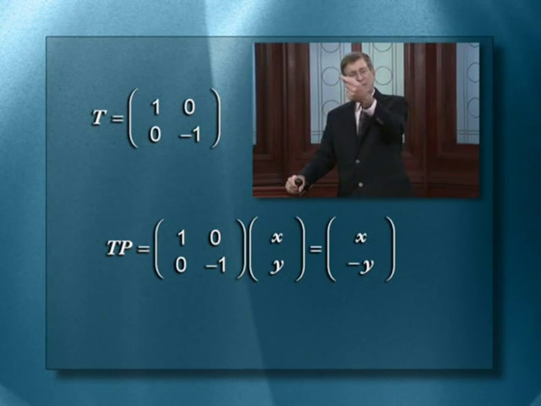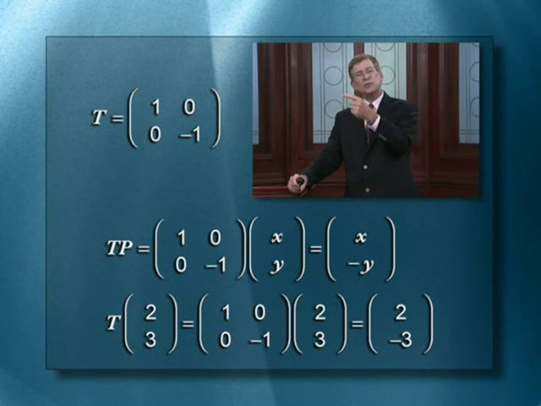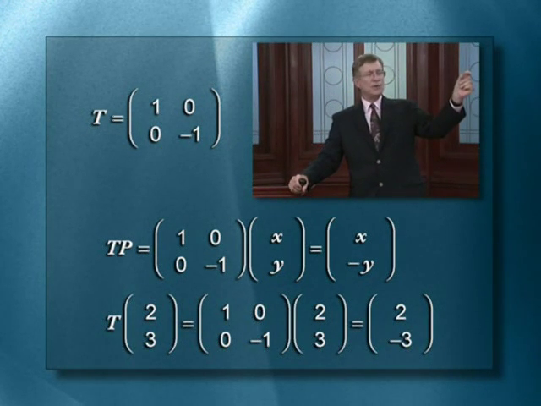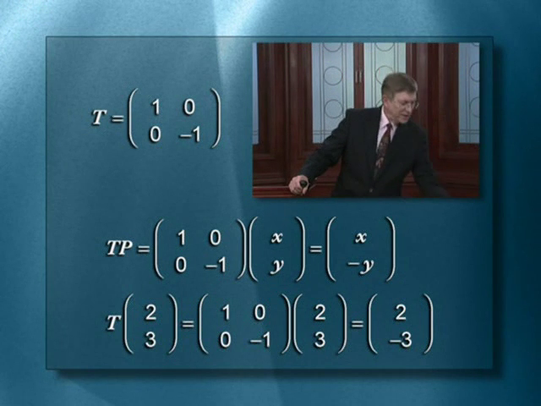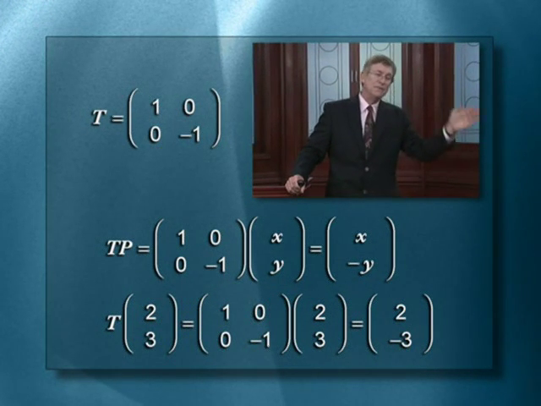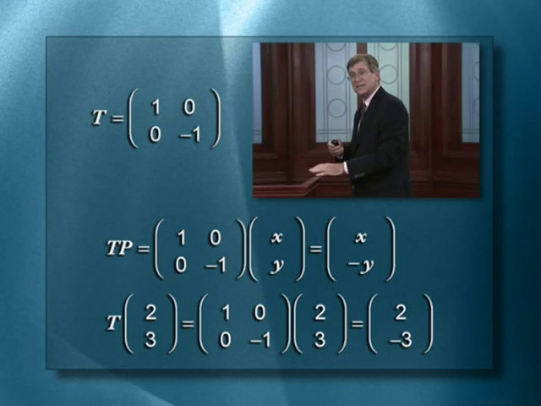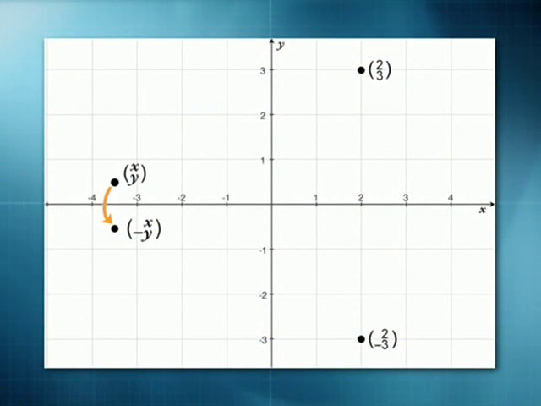Or in particular, if I multiply by 2, 3, I get 2, minus 3. What happened to the point 2, 3? It went to 2, minus 3. It got flipped over the x-axis. Here's a picture of that situation. There's the point 2, 3, and its mirror image 2, minus 3 across the x-axis. And in general, x, y goes to x, minus y. Wow, okay, so you can see how you can move points various ways here.